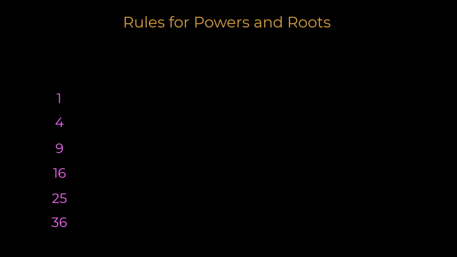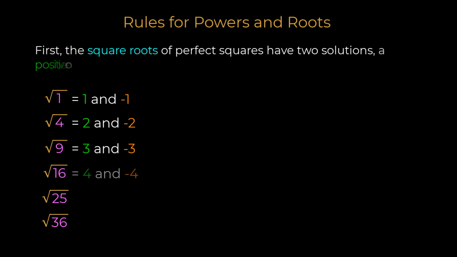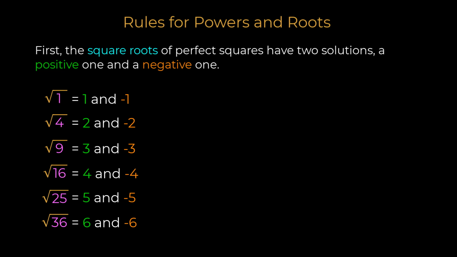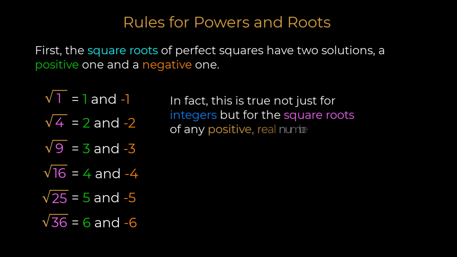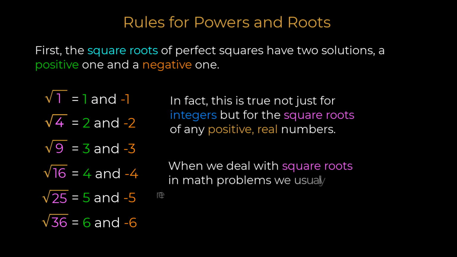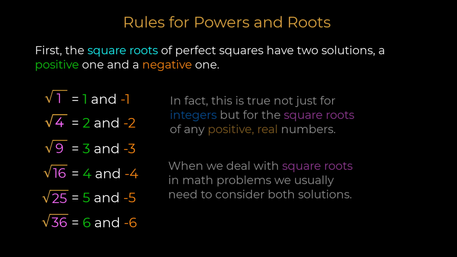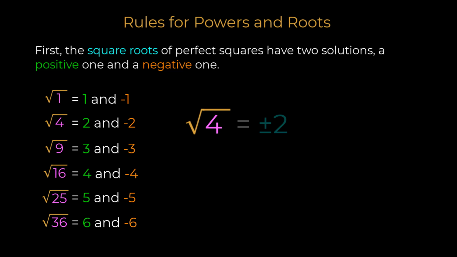There are 3 things I would like to point out. The first is that the square roots of these perfect squares have 2 solutions, a positive one and a negative one. In fact, this is true not just for integers, but for the square roots of any positive real numbers. When we deal with square roots in math problems, we usually need to consider both solutions. We often annotate the 2 solutions as follows. In this case, it means that the square roots of 4 are positive 2 and negative 2.